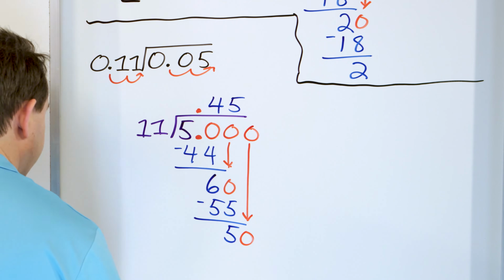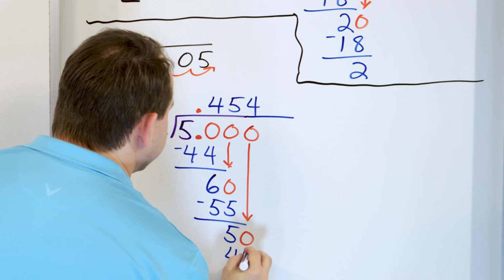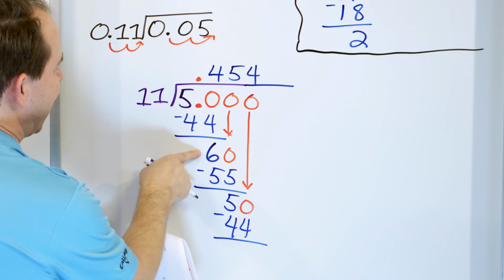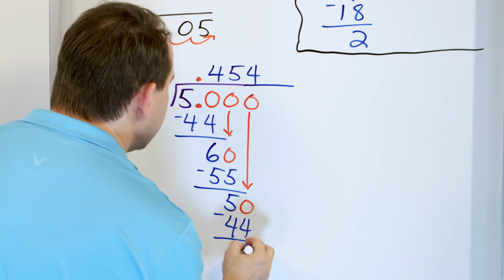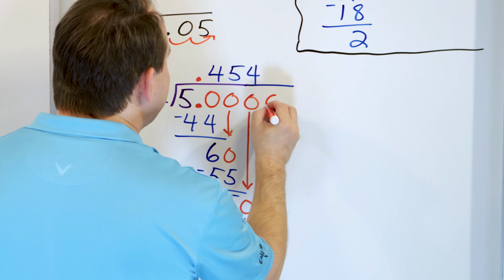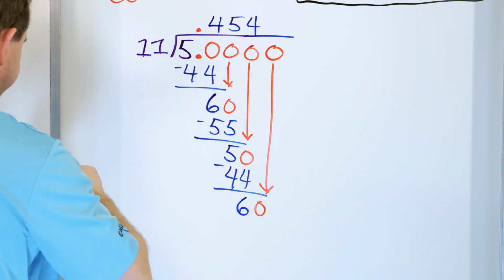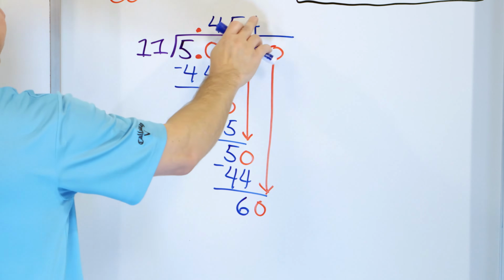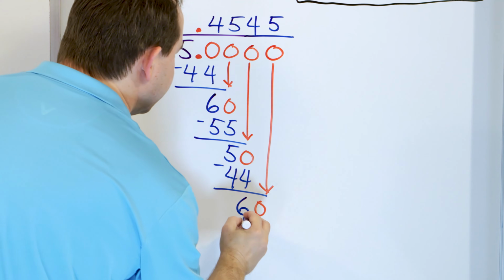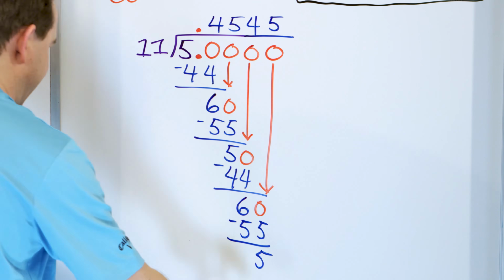11 times 4, that's going to be 44. That's as close as I can get. I subtract. Now, I'm starting to kind of see a pattern. Here I had 50 minus 44. That gave me a 6. 50 minus 44 again gives me a 6. The pattern is not totally clear to me, so I add another 0, and I keep dragging this down. Now I have a 60. 11 times 5 is 55. That's as close as I can get. I subtract, and I get a 5. Now I can actually see the pattern.